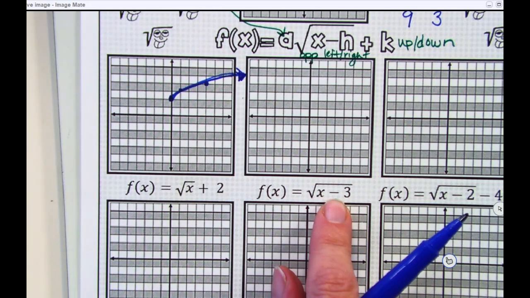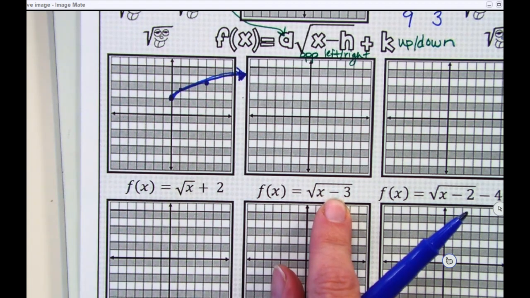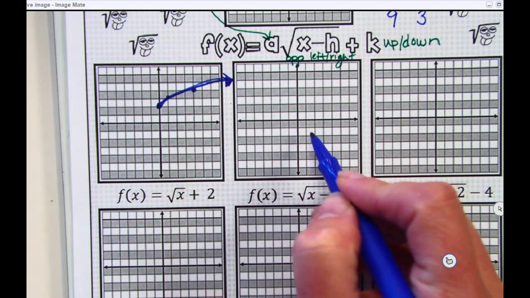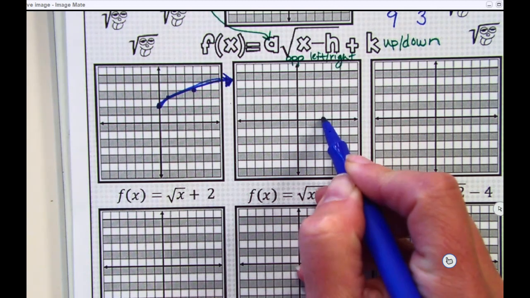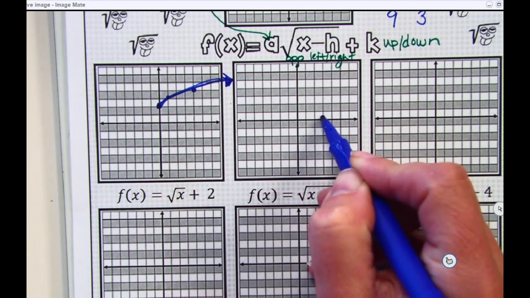Minus 3. Which way are we moving? Left or right? Right. To the right. How many? 3. All right, we're going to run out of room on this. So no up or down, but that's where we start.